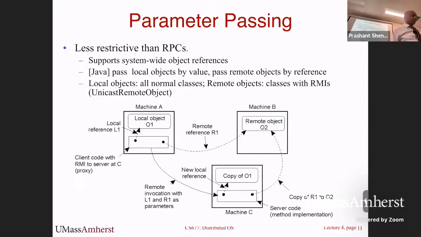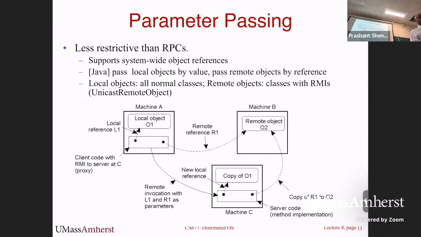Yes, question. The question is, can you ask C to have a reference to O1? You will see that because you passed O1, it was passed by value and a copy of O1 is here. The only way you prevent that from happening is to make O1 a unicast remote object, which means it will be a remote object. That's the only way Java will pass it by reference. Otherwise, it will pass it by value.